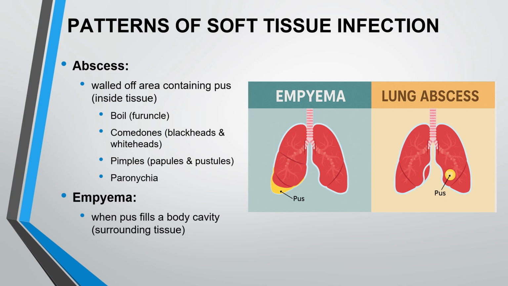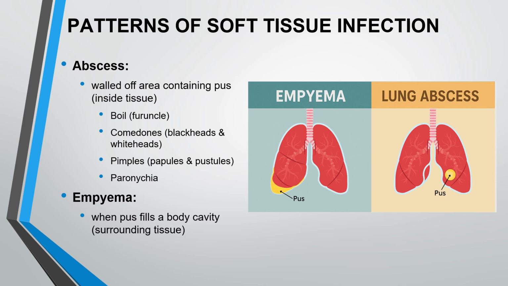Now let's switch gears to patterns of soft tissue infection, starting with abscesses. An abscess is a localized, walled-off collection of pus inside tissue. The key idea here is localization. The body is trying to contain the infection. So examples include boils or furuncles, comedones, meaning blackheads and whiteheads, or pimples, also referred to as papules and pustules. And then there's paronychia, which is infection around the nail fold.